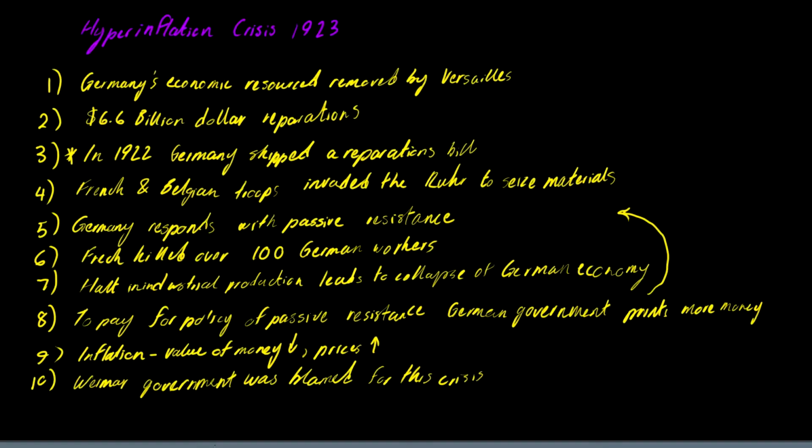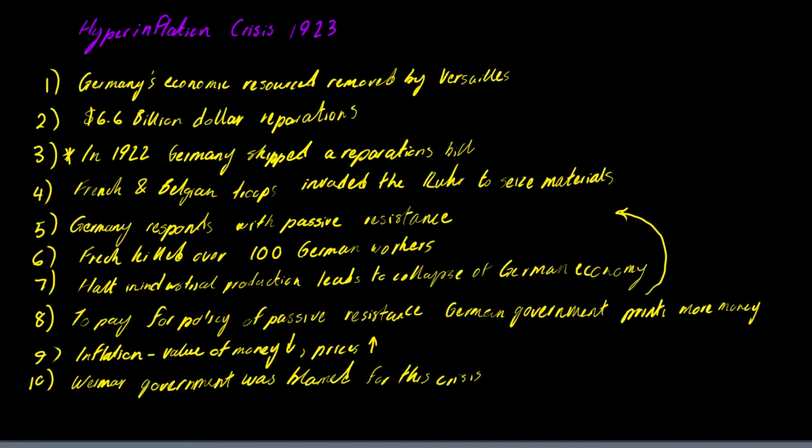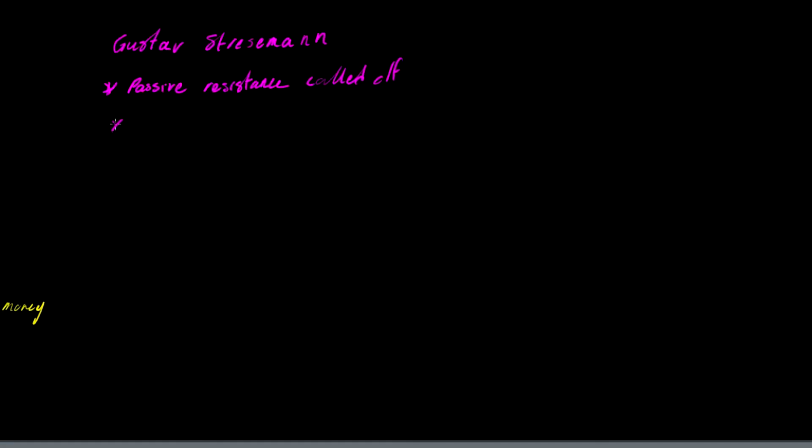We have a clever guy called Gustav Stresemann, who was the next chancellor. I believe he was chancellor in 1923. He was appointed, and he formed the new government and ended the hyperinflation crisis. The first thing he did was call off passive resistance, so the workers in the Ruhr began to produce materials again. And the old German currency was replaced by a new one: he introduced the Rentenmark.